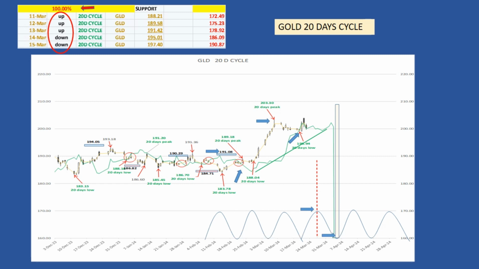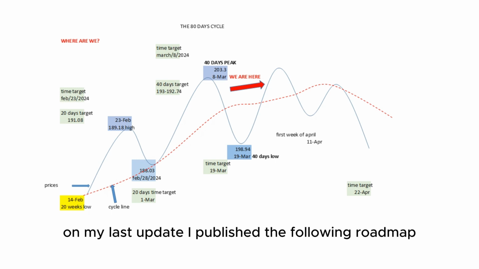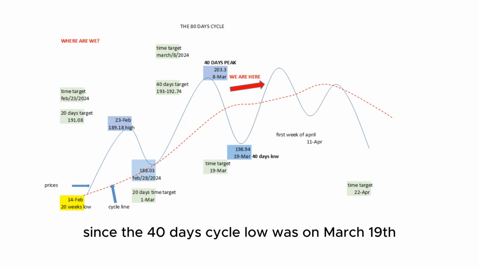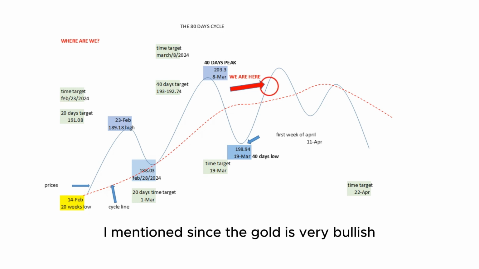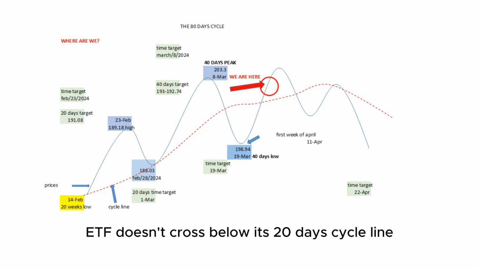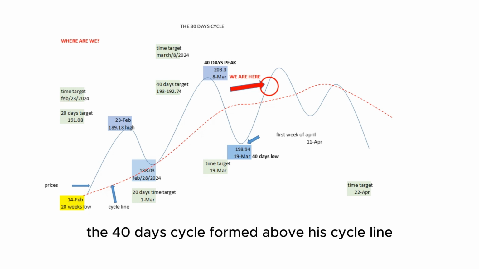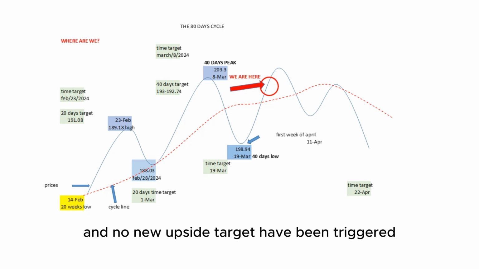What's next? Where are we on the roadmap? On my last update, I published the following roadmap for the next 2 months. Since the 40-day cycle low was on March 19th, like expected, we are right there. On my last gold update I mentioned, since the gold is very bullish, there is a possibility the gold ETF doesn't cross below his 20-day cycle line to form the 40-day cycle, but finds support on it. It's exactly what happened. The 40-day cycle formed above his cycle line and didn't cross below, so for that reason no crossing occurred on the upside either, and no new upside target has been triggered.